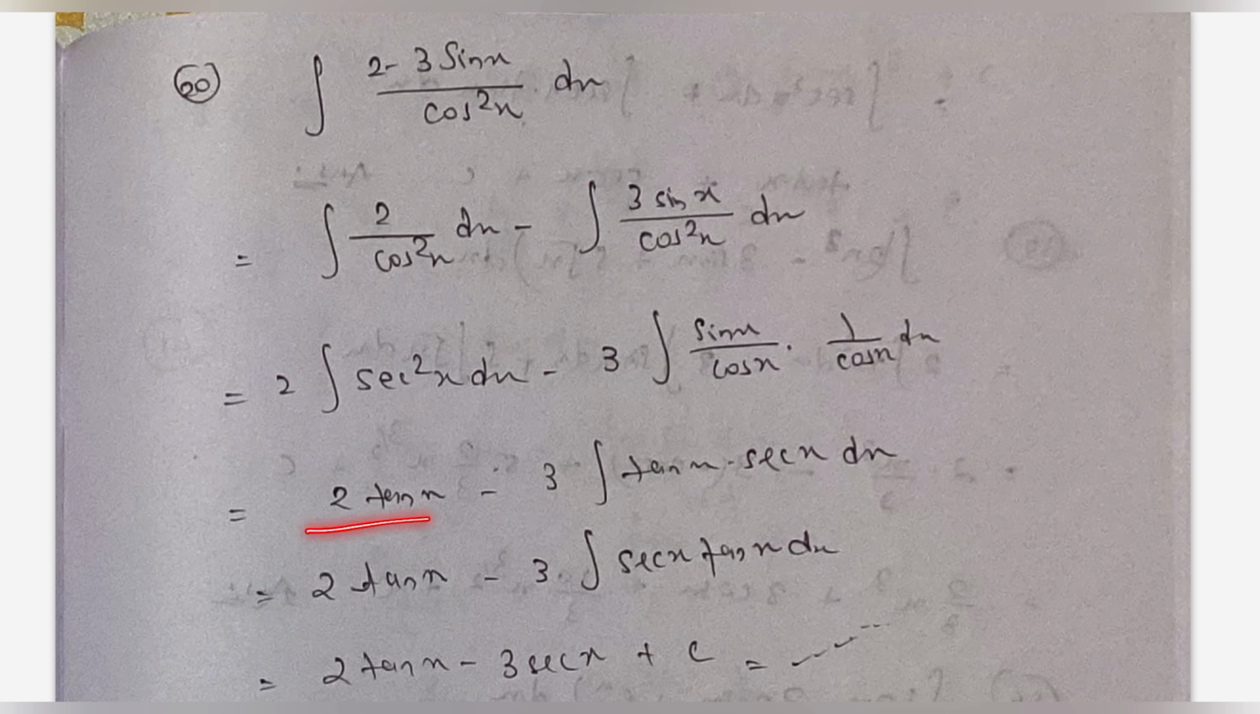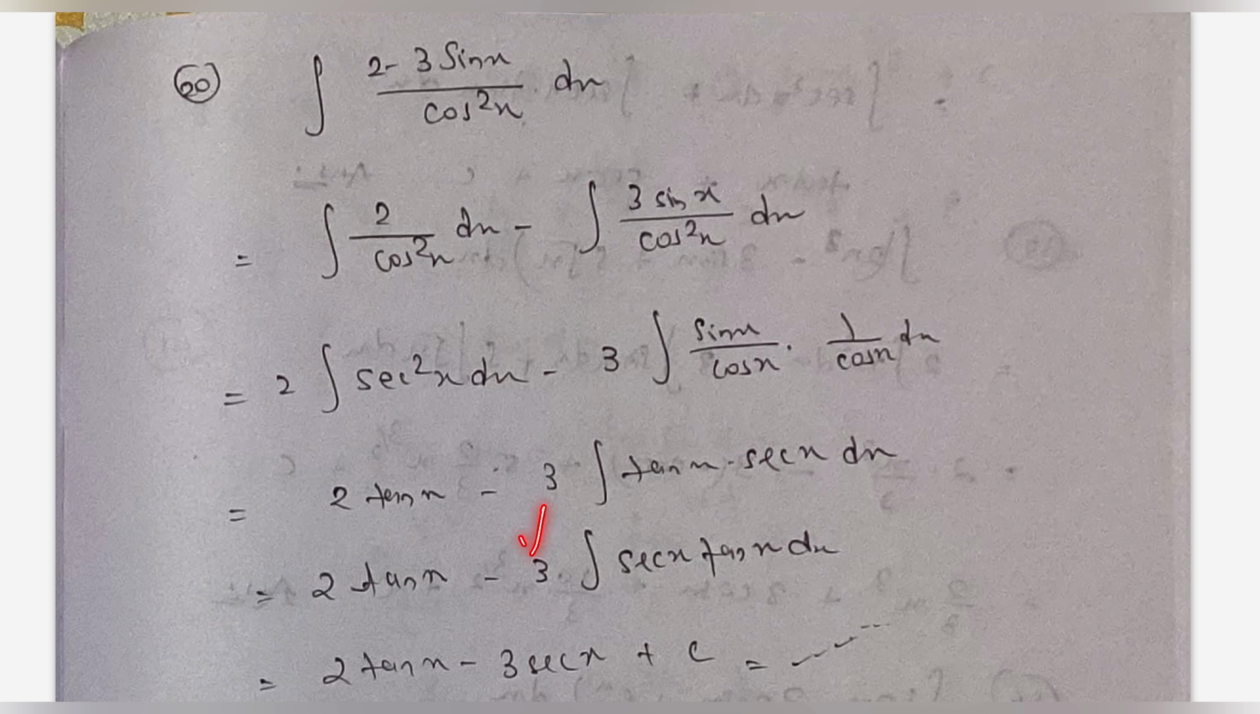So we have 2 tan x and then minus 3 is 3. Now here sin by cos is tan x, right? Sin by cos is tan, and then 1 by cos is sec. So this is sec into tan. So you have a formula for sec into tan, right? That formula is sec x only.